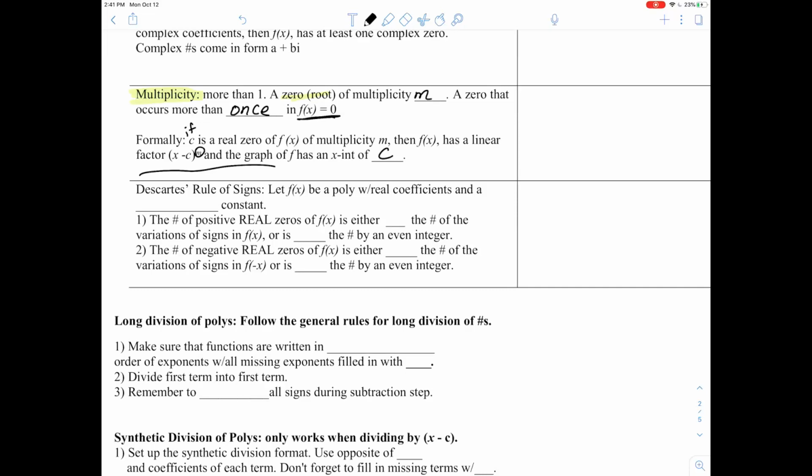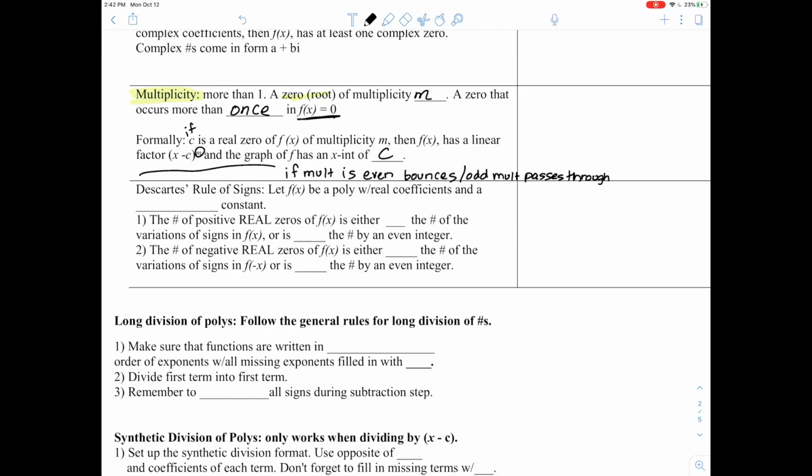So some things to note. If your multiplicity is even, the graph bounces off the 0. If the multiplicity is odd, the graph passes through. Odd multiplicity, the graph passes through the 0. And also, the higher the multiplicity, the flatter the graph gets at that 0.